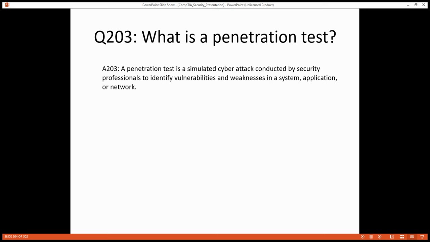Q203. What is a penetration test? A203. A penetration test is a simulated cyber attack conducted by security professionals to identify vulnerabilities and weaknesses in a system, application, or network.